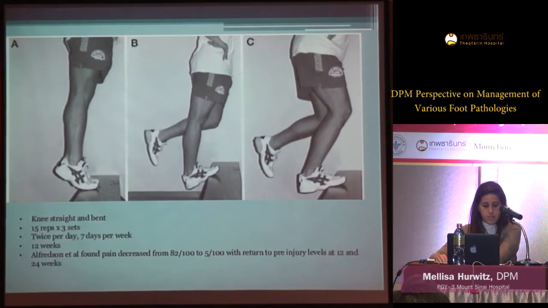The study that was done on this showed that patients performing 15 reps of this type of exercise in 3 sets twice a day had pain decreased on average from 82 out of 100 to 5 out of 100, with return to pre-injury levels at 12 and 24 weeks, which is quite significant, and also non-surgical.